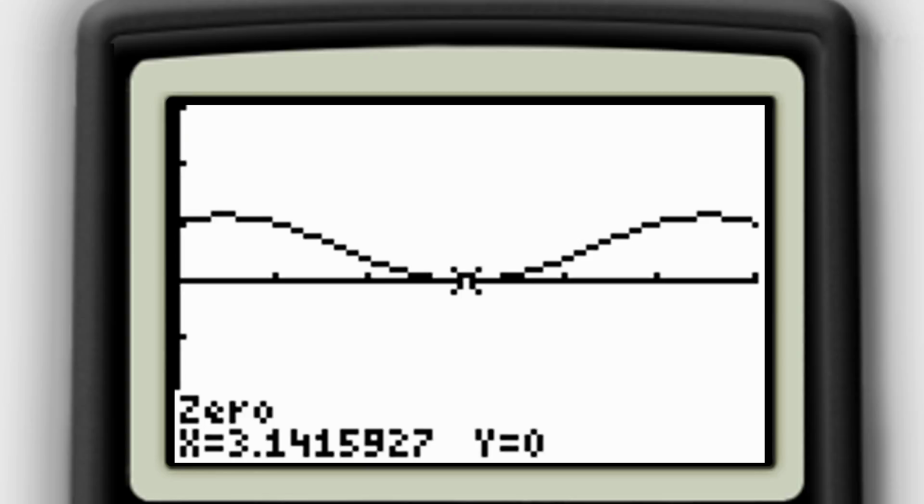So we get a 0 of x, or where y is 0, we get an x value of 3.1415931, which is going to be x equal to pi. So there we have it confirmed.